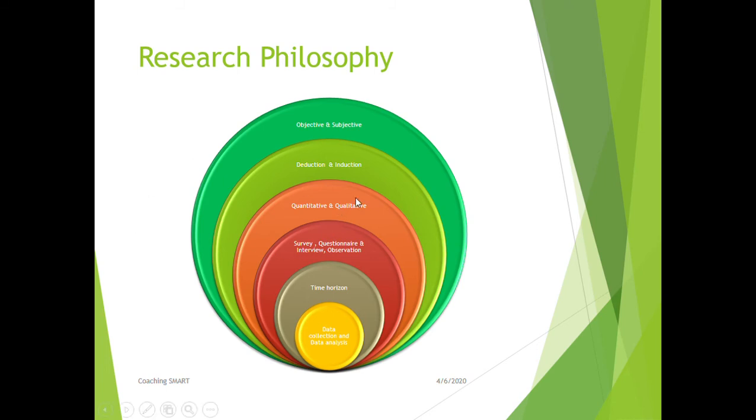Then your research methodology. That is number 3. Is it quantitative or qualitative? So if it is objectivity, it is quantitative. If it is subjectivity, it is qualitative. Then you come to your strategy. What is your strategy? Are you using survey? Are you using questionnaire? Are you using interview? Are you using observation? And in one way, you can think about your strategy to be under the technique. Then you come to the time horizon. In the time horizon, is it cross-sectional or is it longitudinal?